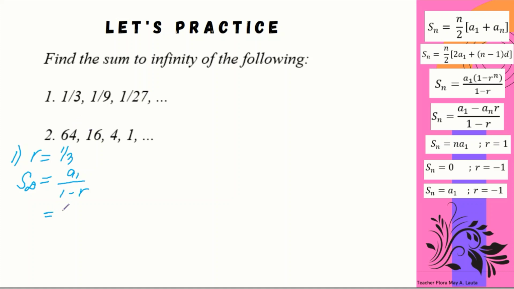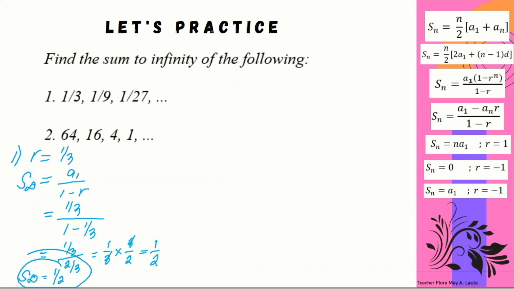And a sub 1 is 1/3. 1 minus r, 1/3. So we have 1/3 divided by 1 minus 1/3, which is 2/3. So that will be 1/3 times the reciprocal of 2/3, which is 3/2. So cancel that out. We have now 1/2. So therefore, sum to infinity is equal to 1/2.